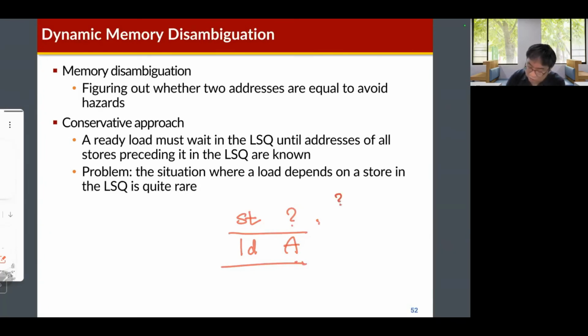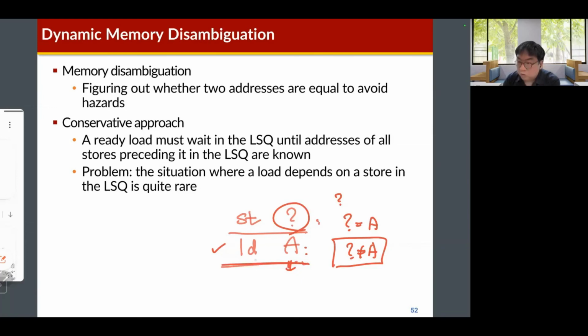because we don't know the address of the store instruction, if the load instruction is executed, we can expect two possible cases: the store address is A or not A. Because we already know the address of the load instruction, the load instruction can be executed, but the problem is that we don't know the address of the store instruction. If the load is executed before we know the store address, and the store address is different from the load address, then this is very happy. The load instruction fetches the correct data from the memory, right?